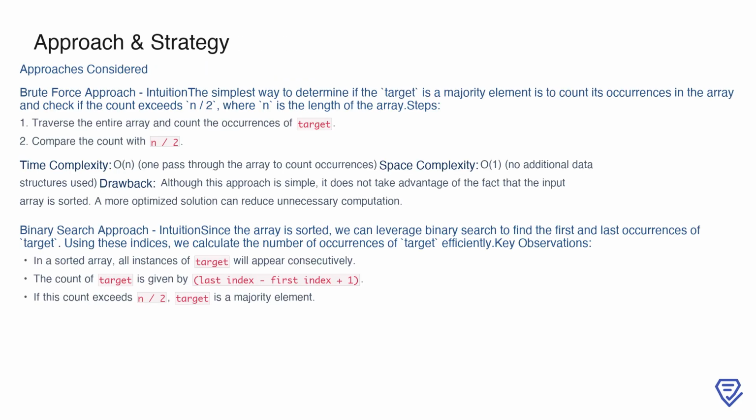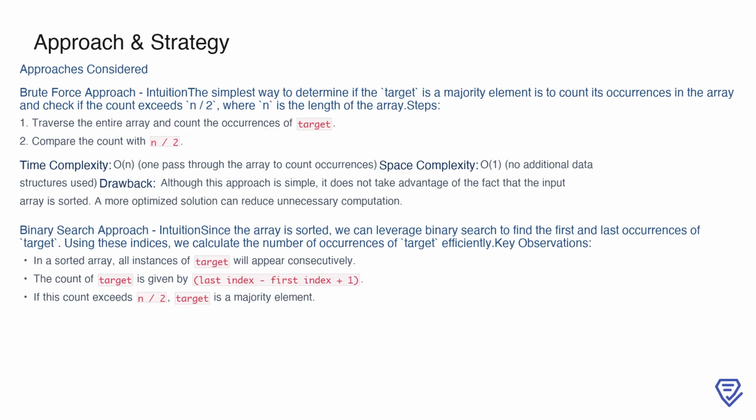To check if a number is a majority element in a sorted array, let's start by discussing two possible approaches. The first is the brute force approach. Here, the key idea is straightforward: count the occurrences of the target element in the array and compare this count to half the length of the array, n/2. To achieve this, you traverse the array once, keeping a count of how many times the target appears. While this method is simple and requires no extra space, it has a significant drawback. It doesn't take advantage of the fact that the array is sorted, which means we're performing more computation than necessary.